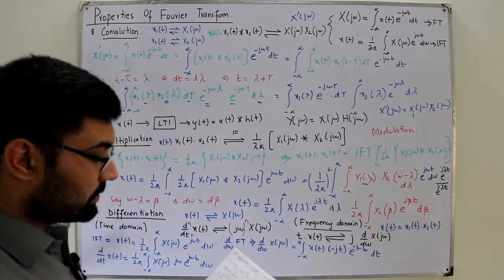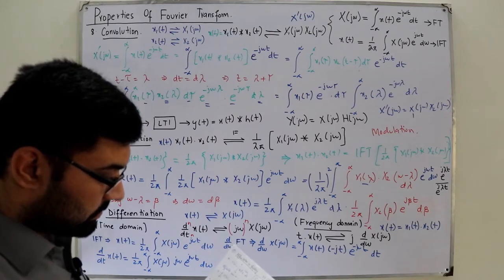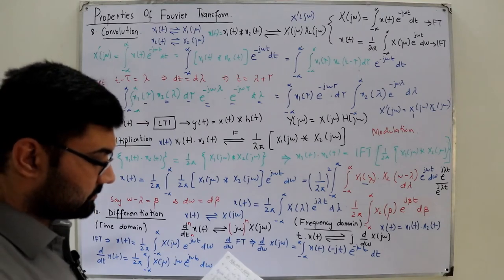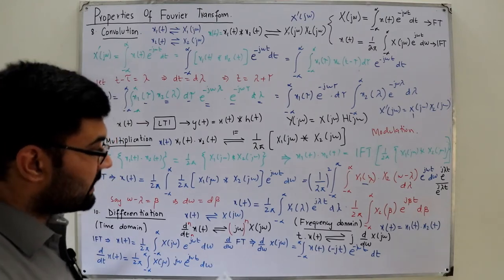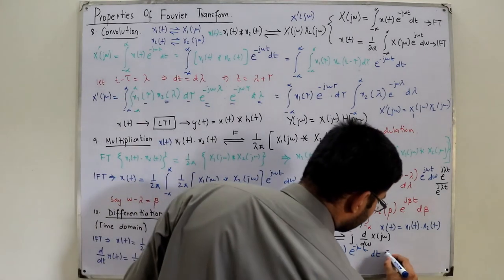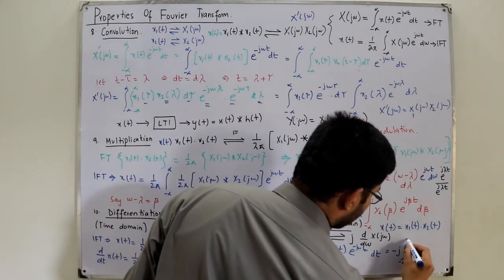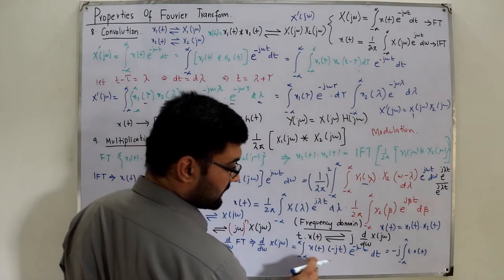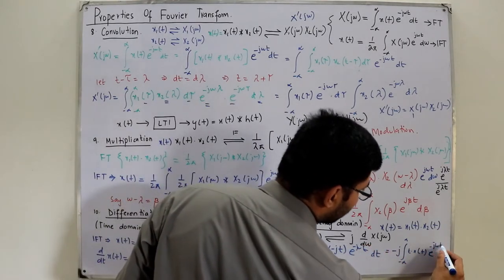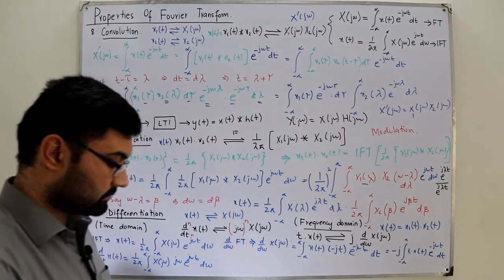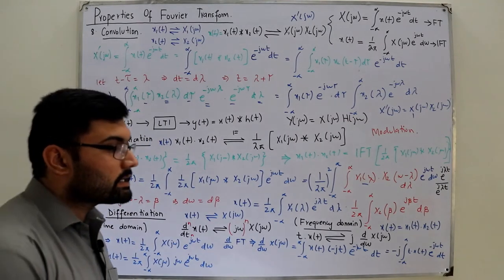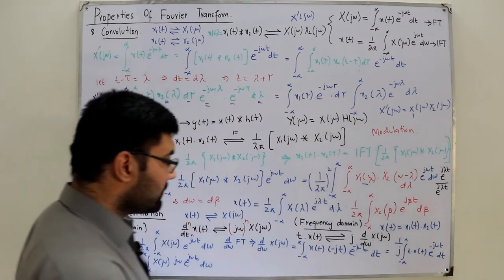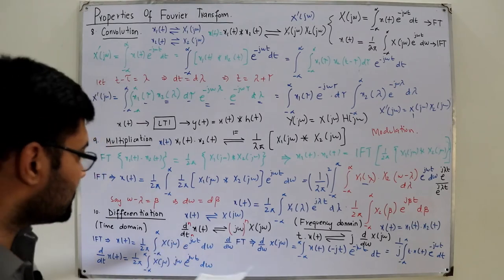Now what would you do? If I take the negative j outside of the integration, then what do I have? The integral from negative infinity to positive infinity of t times x of t and exponential of negative j omega t dt. Negative j is 1 over j.